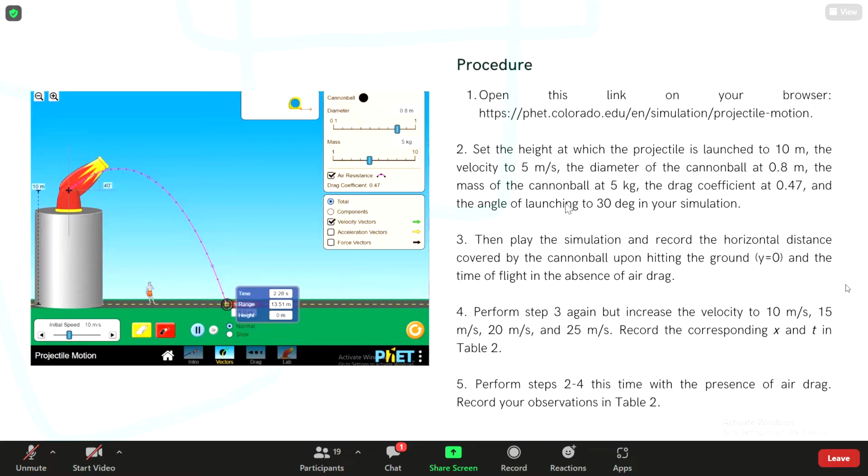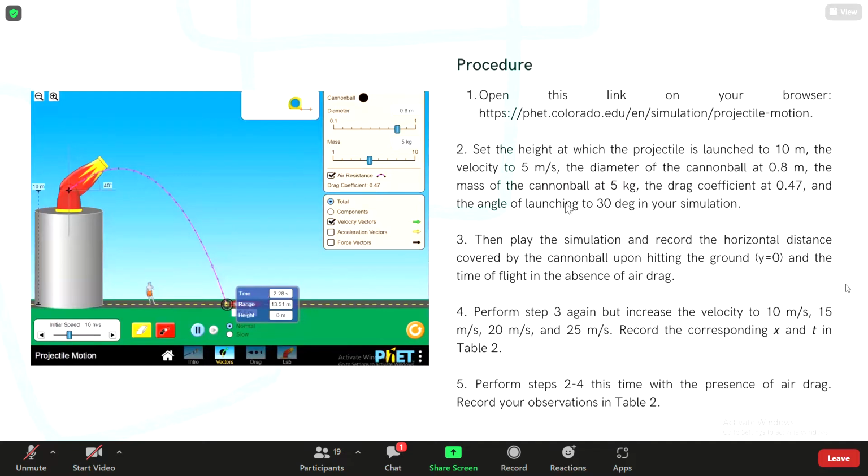Then play the simulation and record the horizontal distance covered by the cannonball upon hitting the ground, which is signified by y is equal to 0, and the time of flight in the absence of air drag. We perform step 3 again, but increase the velocity to 10 meters per second, 15 meters per second, 20 meters per second, and 25 meters per second.